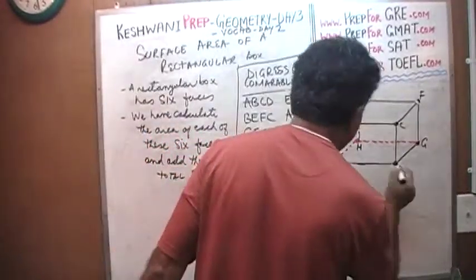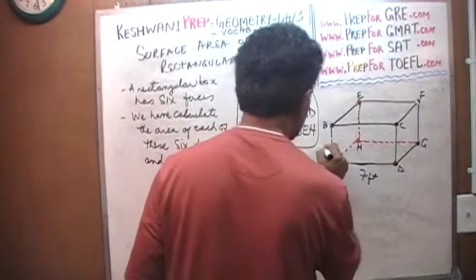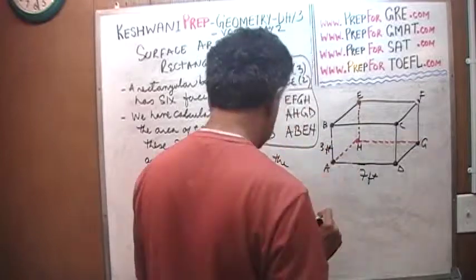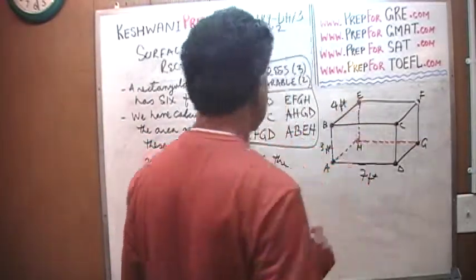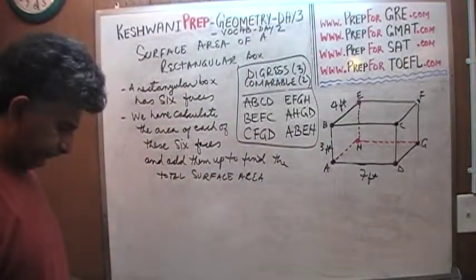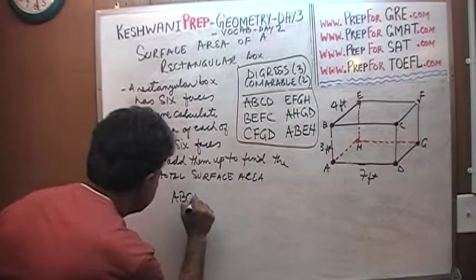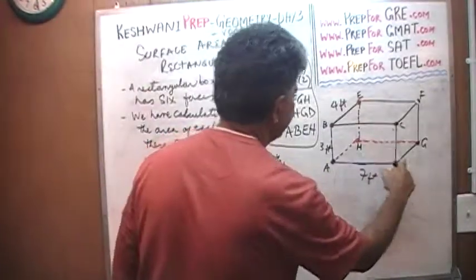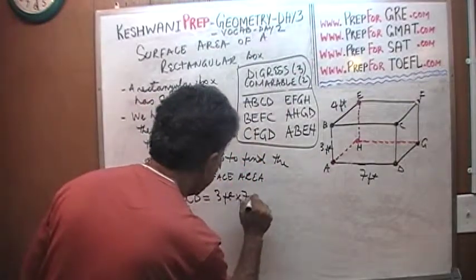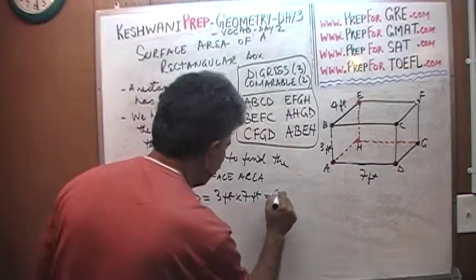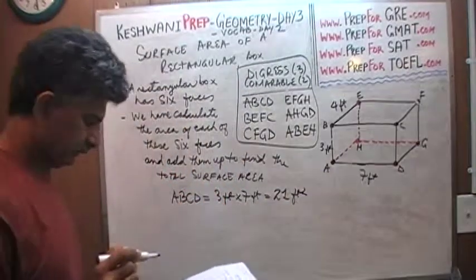So let's give this thing a dimension so we can figure out the surface area. Let's pretend that A to D is 7 feet. Let's pretend that A to B is 3 feet. And B to E is 4 feet. So ABCD here is just 3 feet by 7 feet. 3 times 7 is 21, and feet times feet is feet squared. So 21 feet squared.